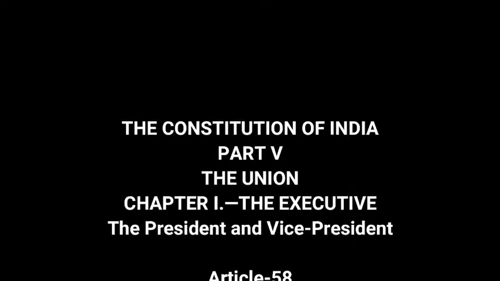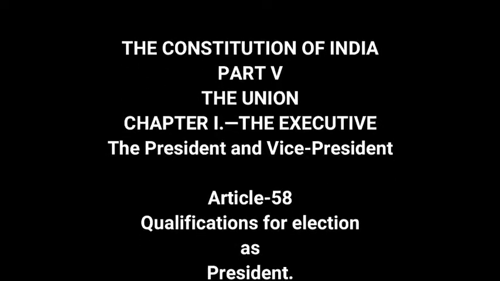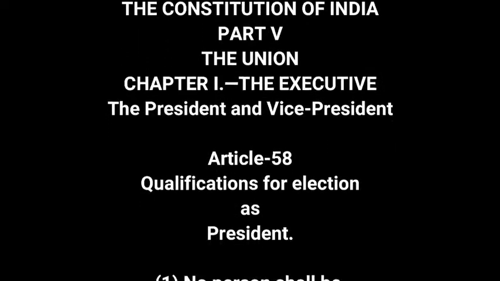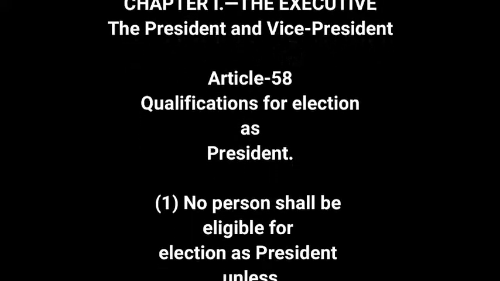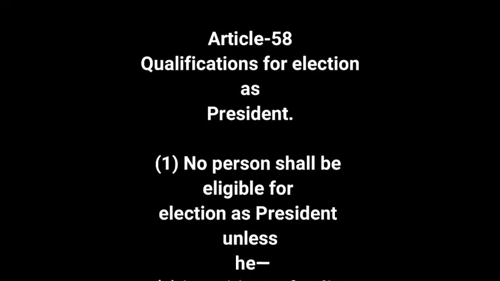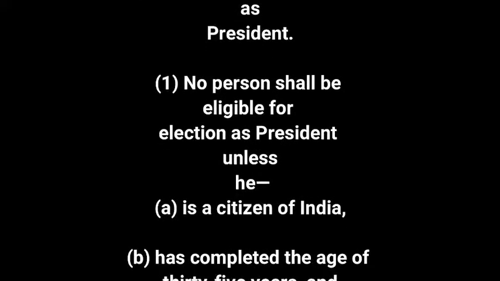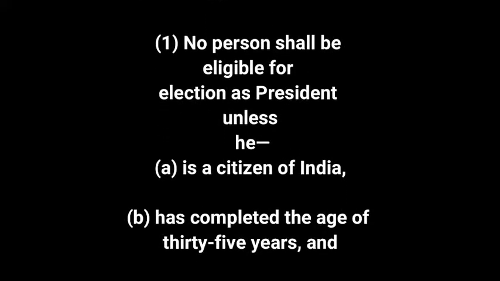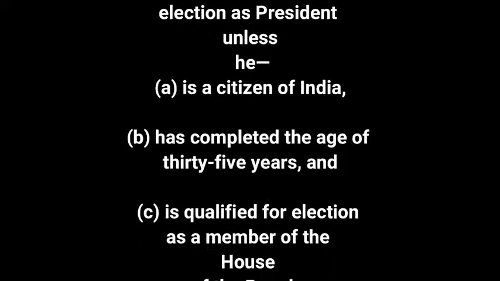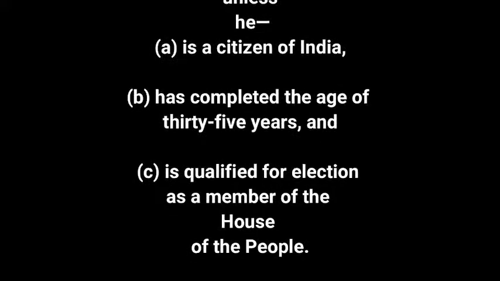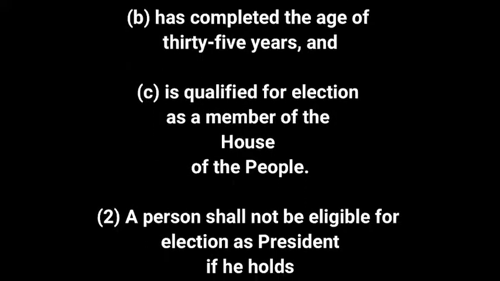The Constitution of India. Part 5. The Union. Chapter 1. The Executive. The President and Vice President. Article 58. Qualifications for election as President. 1. No person shall be eligible for election as President unless he is a citizen of India, has completed the age of 35 years, and is qualified for election as a member of the House of the People.